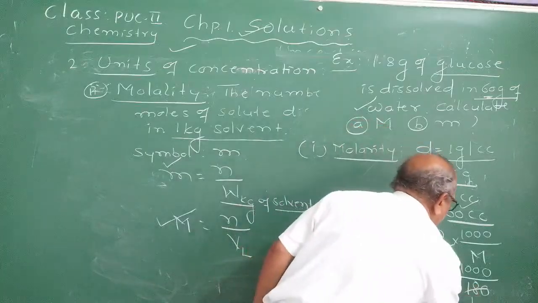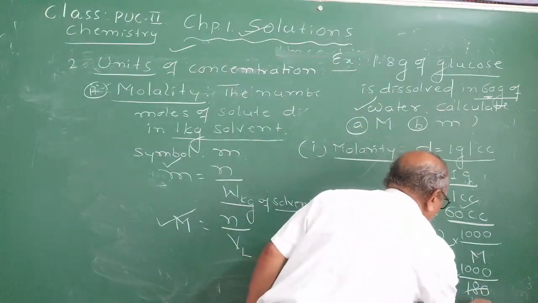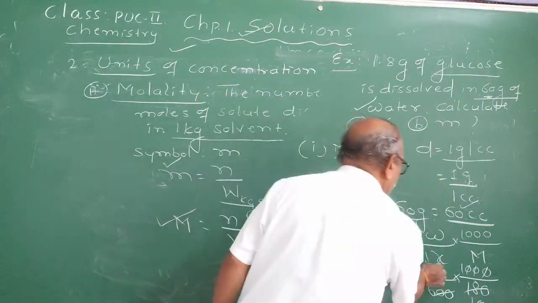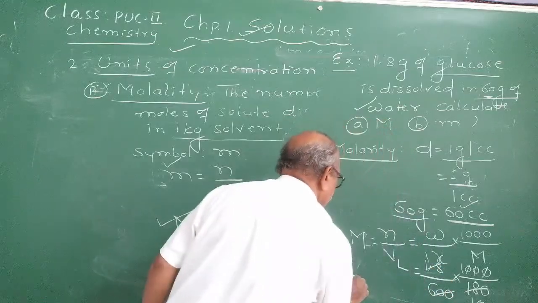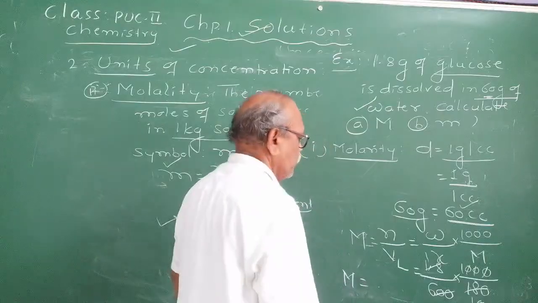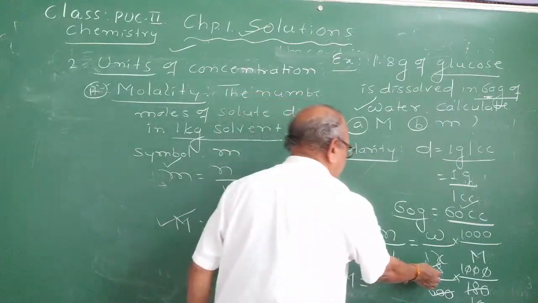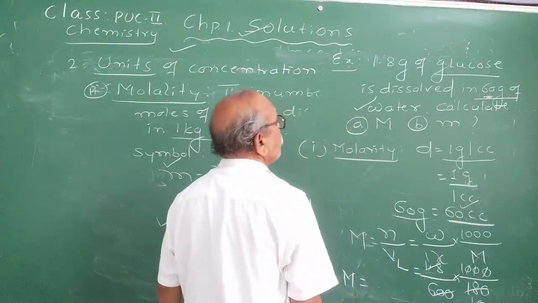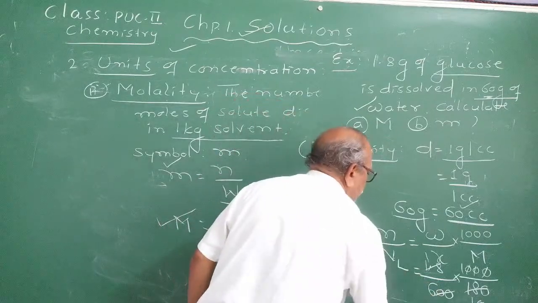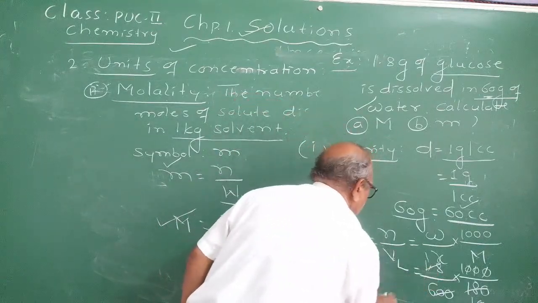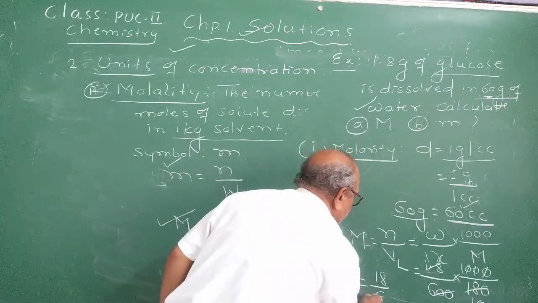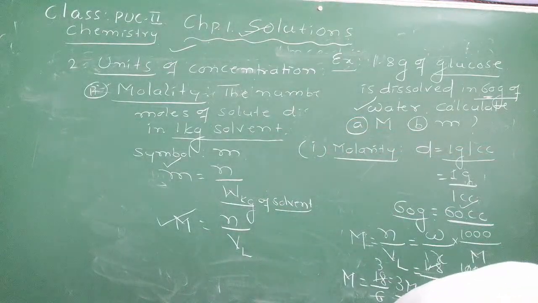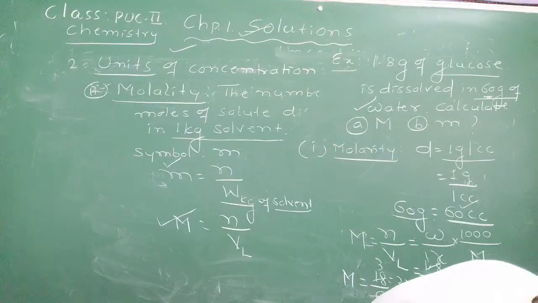18 ones are 18, 18 tens are 180. There are 3 zeros, 2 plus 1; 3 zeros cancel. Now you are left with 18 upon 6. That is the molarity. 18 upon 6: 6 threes are 18. Therefore, molarity is 3M. Are you getting me?